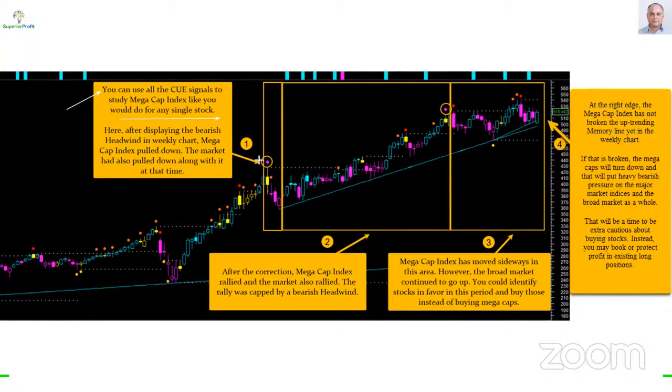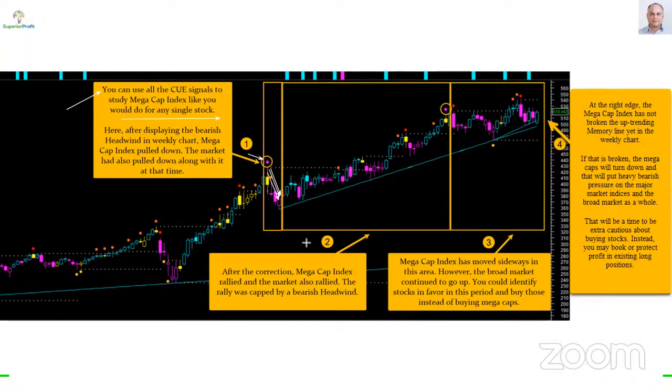Here, after displaying the bearish headwind in a weekly chart, and we know we have already gone through the Q global signals, we know it's a backdrop template. After displaying the bearish headwind in the weekly chart, the mega cap index pulled down. The market had also pulled down along with it at that time because mega caps have outsized influence on the market. Russell 2000 different, Dow Jones Industrial different, but mega caps coming down in this period for sure made S&P 500, S&P 1500 and NASDAQ 100 come down.